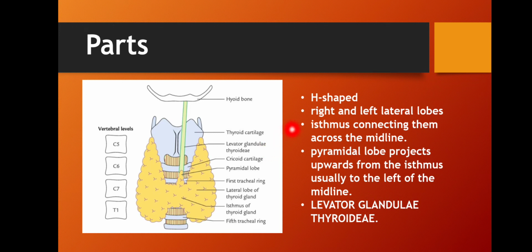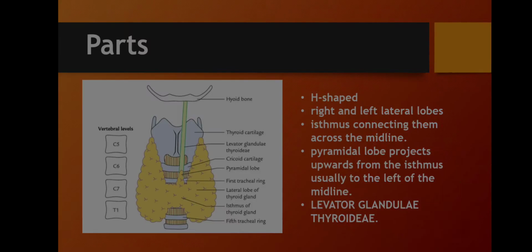So let's recall once again. H-shaped, right and left lateral lobes, with the isthmus connecting them across the midline. The pyramidal lobe projects upwards from the isthmus, usually to the left of the midline, and you can also mention the levator glandulae thyroideae, which is a fibromuscular band-like structure.